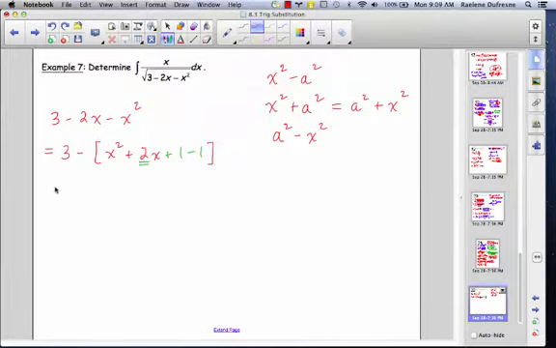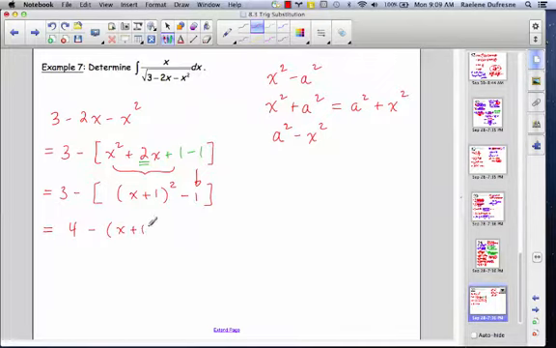And so then we have 3 minus x plus 1 quantity all squared minus 1, which is going to give me 4 minus x plus 1 all squared. So now we have the integral of x over the square root of 4 minus x plus 1 quantity squared, and then times dx.